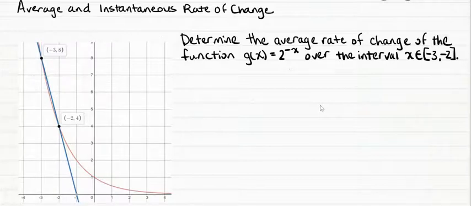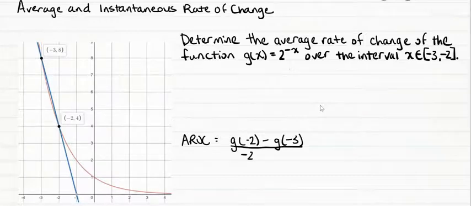To determine the slope of that secant line, we know that the formula for average rate of change is the function g evaluated at -2, the end point of this interval, minus the function g evaluated at the x value of -3, the beginning of this interval, divided by -2 subtract -3. And this is really just our formula for slope, because we're calculating the slope of that secant line.